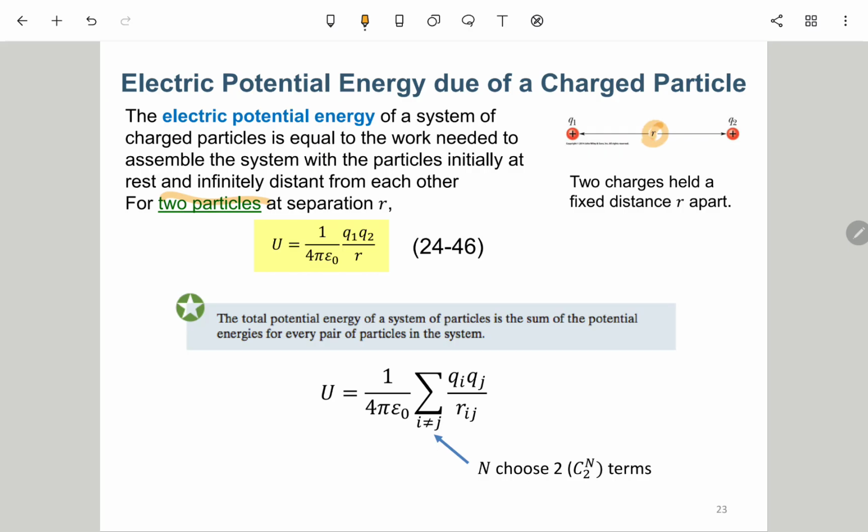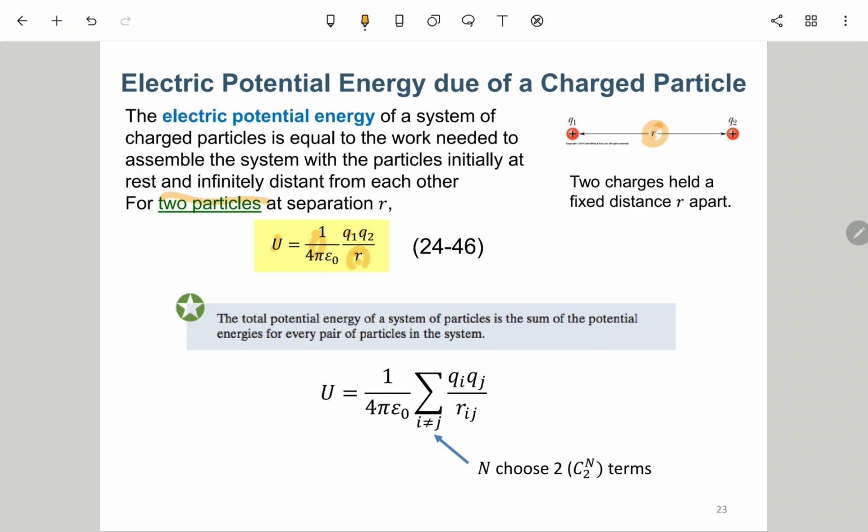So we only need to consider the distance between them. So U will be K times Q1 Q2 over R. So it is related to the amount of the two charges, and also the distance. But here in the denominator we don't have R squared, compared to the Coulomb's force.